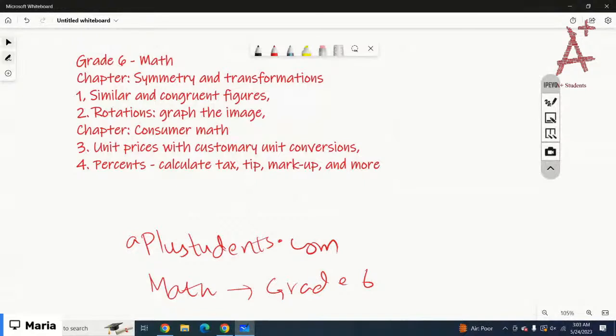So there you can find a list of the chapters. We're going to start with the chapter symmetry and transformations, and the lessons we're going to cover today are similar and congruent figures, then rotations, graph the image. Then we'll start the chapter consumer math, and the lessons we're going to cover are unit prices with customary unit conversions, percents, calculate tax, step markup, and more. So let's just start with the first lesson, that is from the chapter symmetry and transformations.